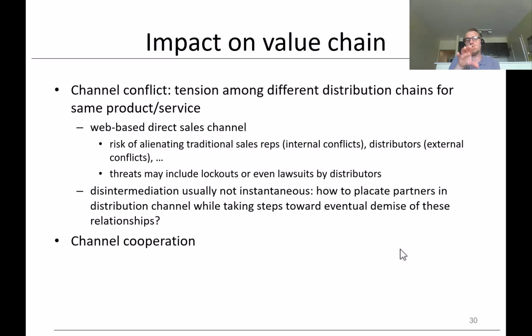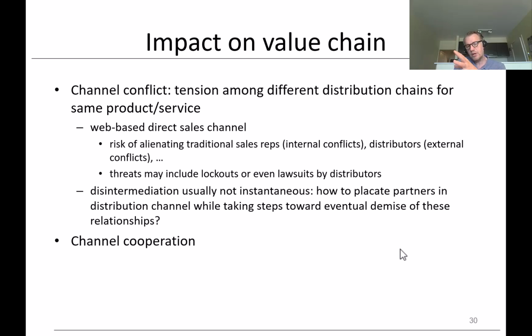So a lockout means that one of the partners in this whole chain says, I don't want to sell any of your products anymore because you're directly selling the products on your website and engaging in direct competition with myself. Usually, that was because of the power chains, because of the different forces that play there. There are various options like channel cooperation. I'm going to discuss the case of Nike later on as we progress through the slides. Usually, it's some kind of intermediate solution that is being pursued. Note that the disintermediation is usually also not instantaneous.